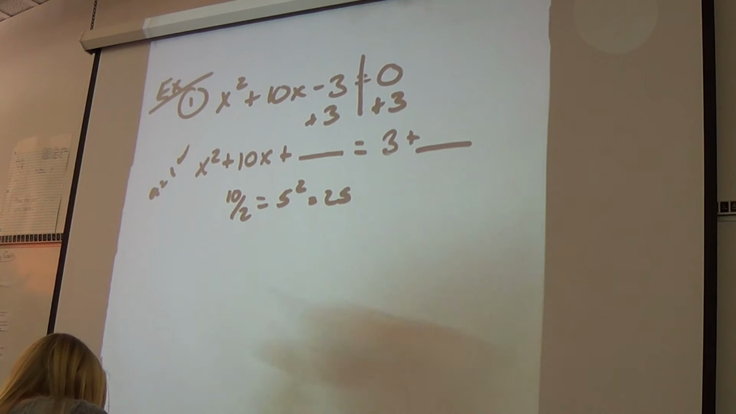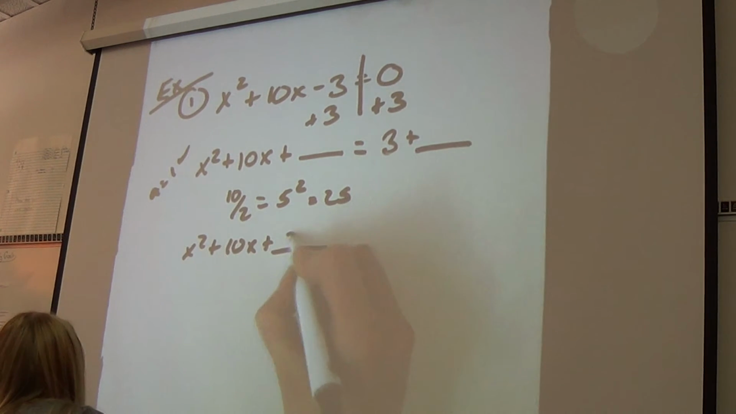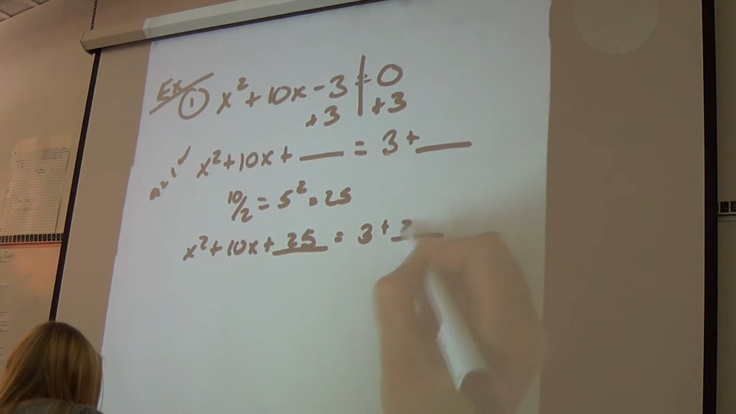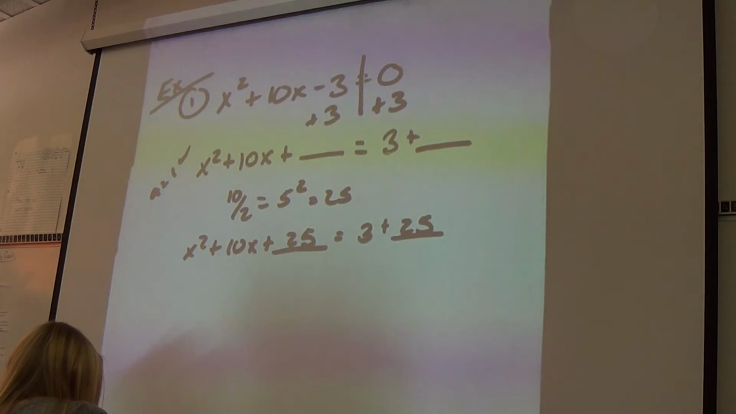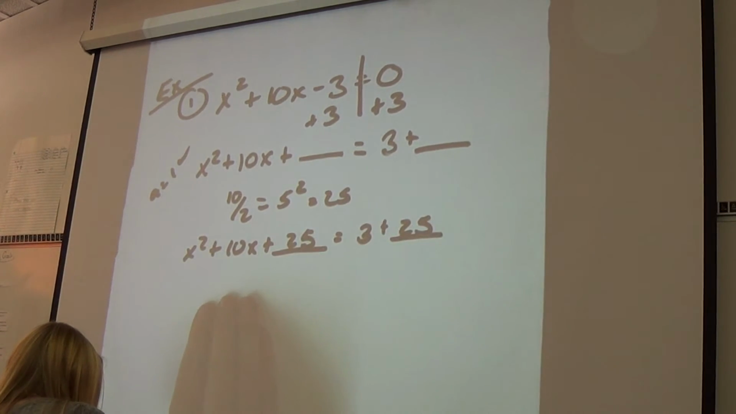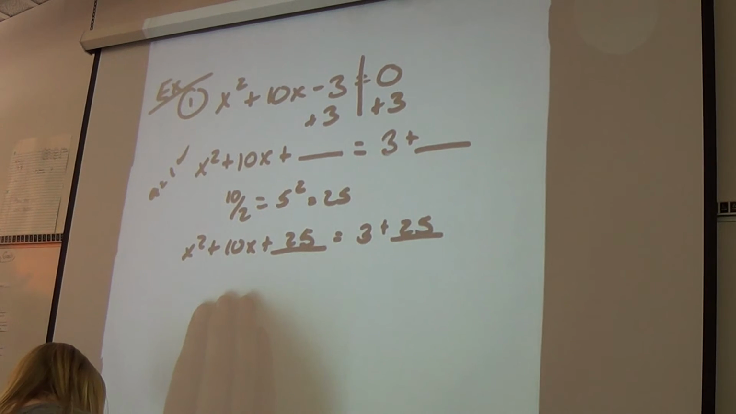So in the step below, we'll fill in the blank just so that you can see what we're doing here. So we got plus 25. But don't forget, what I did to one side, I have to do to the other side. You got to add the 25 to the right-hand side as well. Now, you forced this by doing this step to be a perfect square, which means you don't even need to bother trying to do AC method because you forced it.